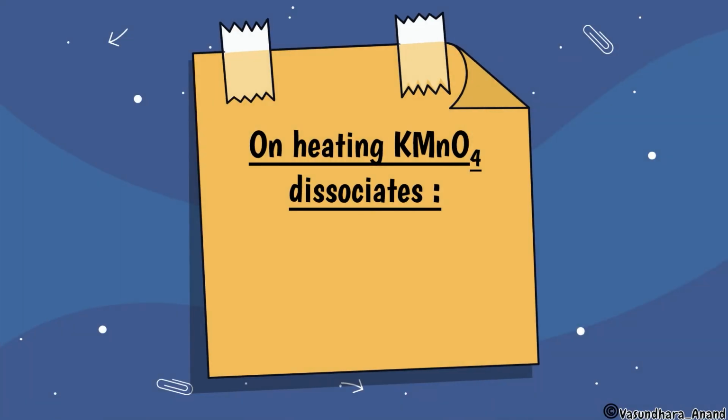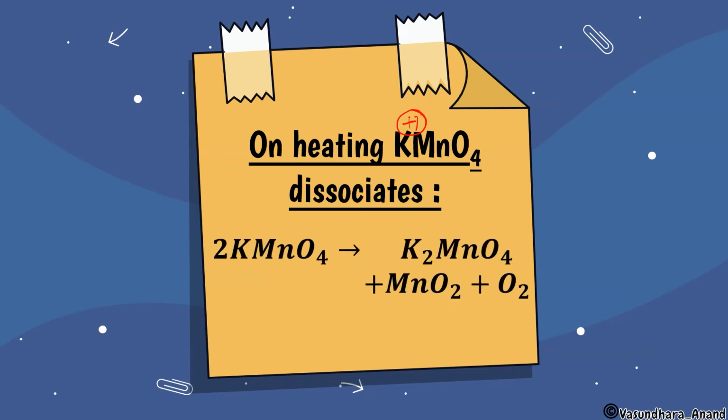On heating, KMnO4 dissociates. We know that KMnO4 is in the +7 state here. Whenever any substance undergoes heating, it dissociates. So similarly, KMnO4 will also undergo dissociation. And what will it form? KMnO4 will dissociate to give K2MnO4, MnO2 plus O2. So this is the +7 state over here, here it is +6, and here it is +4. So both are reducing, isn't it? In both cases it is reducing.